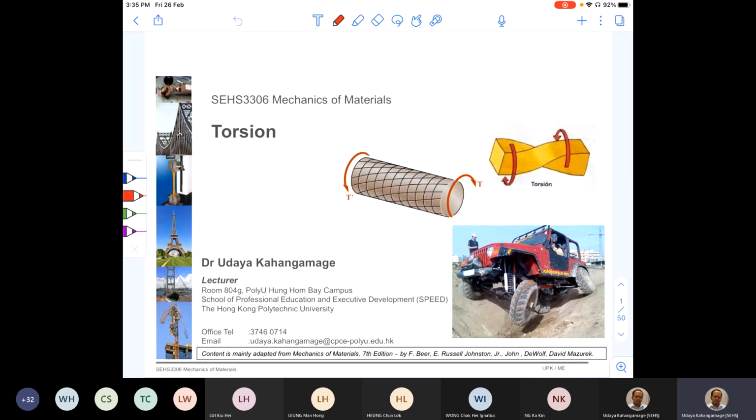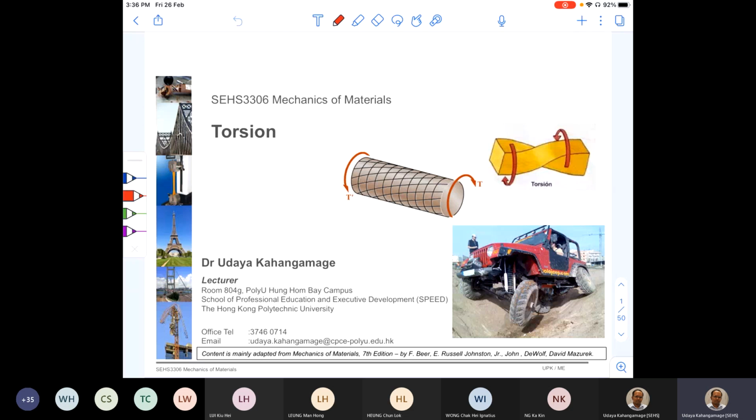All right. So we are going to start a new topic today, torsion. In this subject, at the very beginning, I said that we are studying structural members subjected to different kinds of loads. Last 2 weeks, we were discussing structural members subjected to axial loads. And today we are going to study another type of load, the twisting moments.